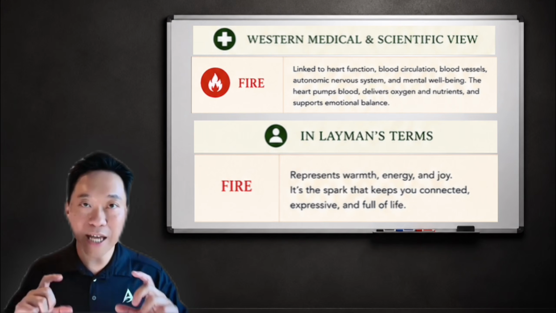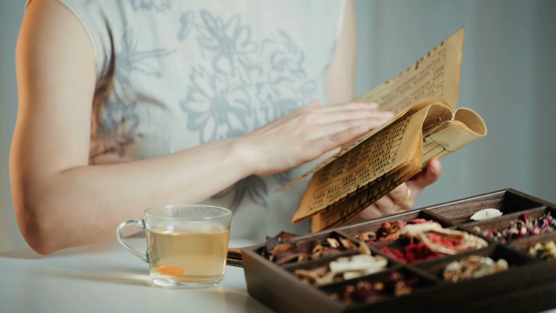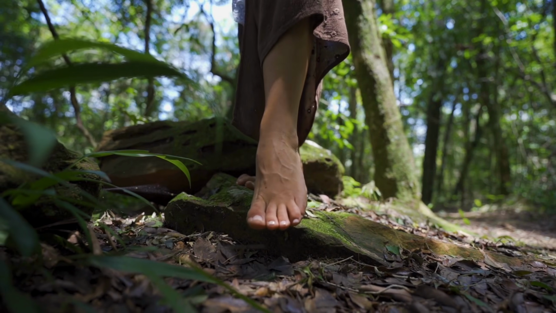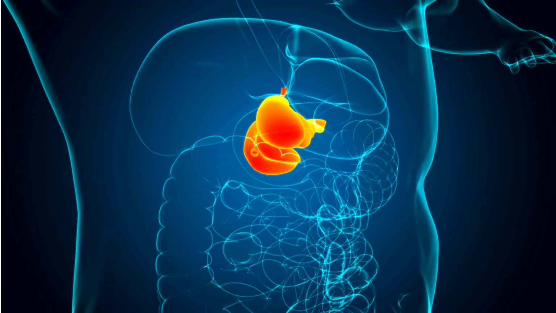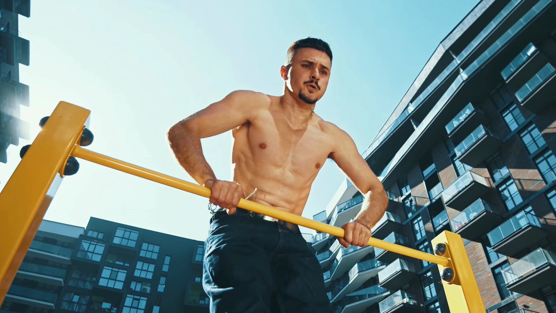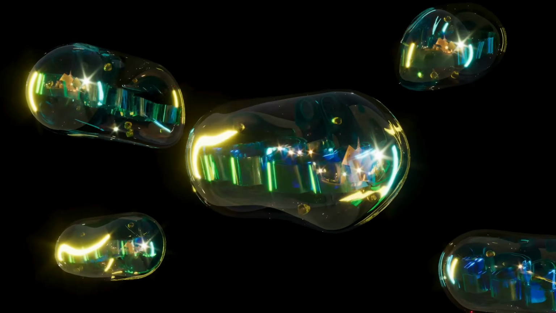Hopefully you're seeing the alignment of how Chinese medicine views the body, very different from Western medicine. Next element is earth. So earth is your spleen and stomach, digestion, break down food, absorb nutrients, convert them into energy. Your earth element is your energy production. It's almost like your mitochondria.